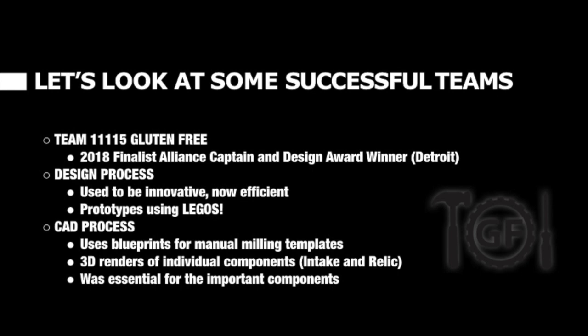Then, in terms of the CAD process, they use blueprints where they use manual milling templates. This means they take a template, use a glue stick to glue it onto a piece of polycarbonate or sheet metal, and then use a jigsaw or some other type of saw, mill, or drill press to get exact cuts and measurements. This is useful for teams without a CNC router or 3D printer. Next, they use 3D renders of individual components. You'll see these renders on the next couple of slides, but they are crucial because teams can create very specific components and see how they will work in CAD, which in turn shows how they will work on the actual robot. This was essential for many of their important components, as you'll see now.